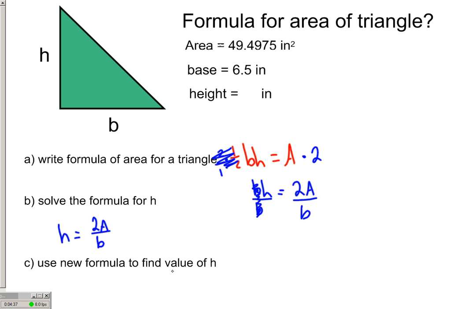Use this new formula to solve for h, so h equals 2. What's a? What's the area?